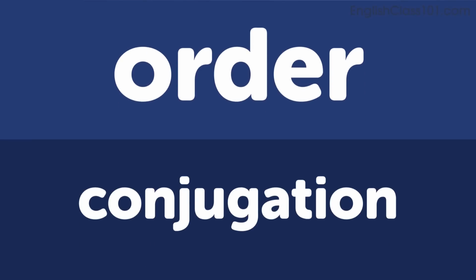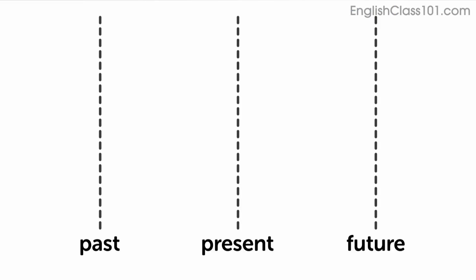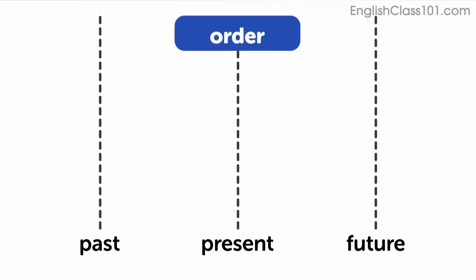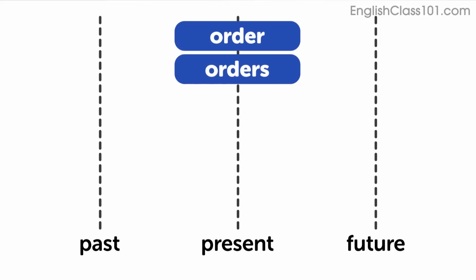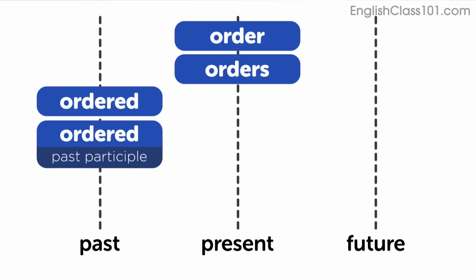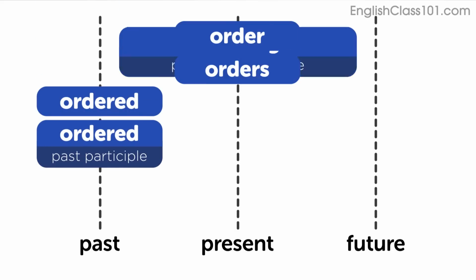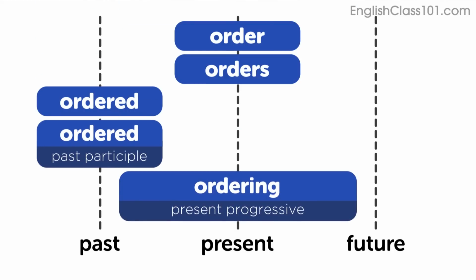All right, now let's look at the conjugations of this verb. Present, order, orders. Past, ordered. Past participle, ordered. Progressive, ordering.